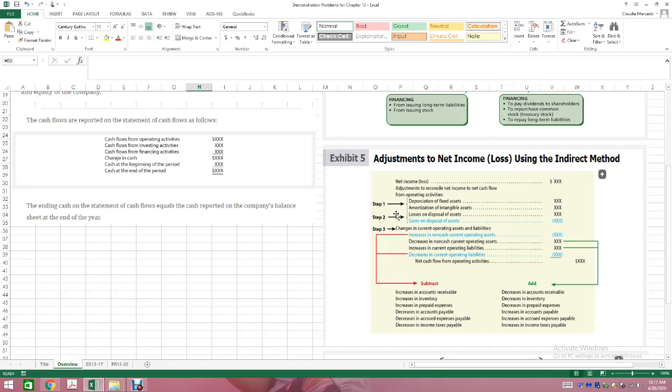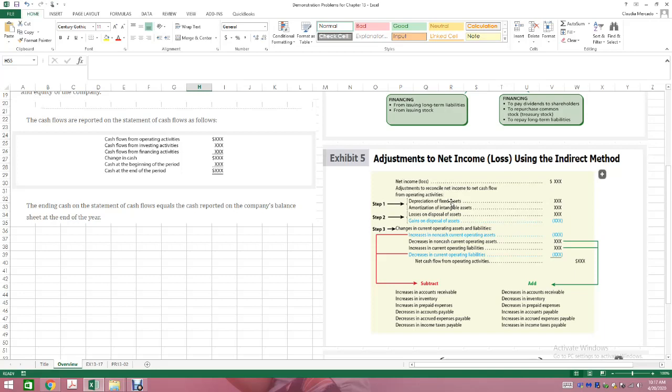There are three things that need to happen. Now, the indirect method reports cash flows from operating activities by beginning with the net income and adjusting it for revenues or expenses that do not involve the receipt of cash. Depreciation, for example.